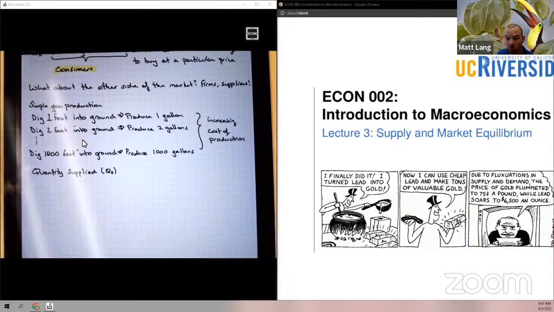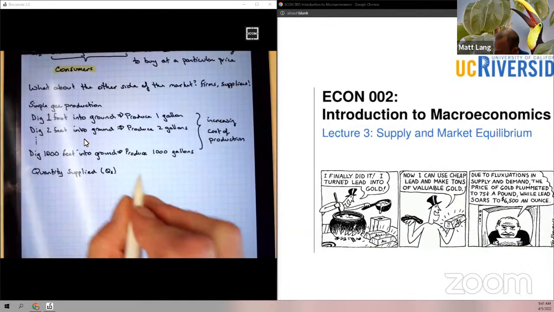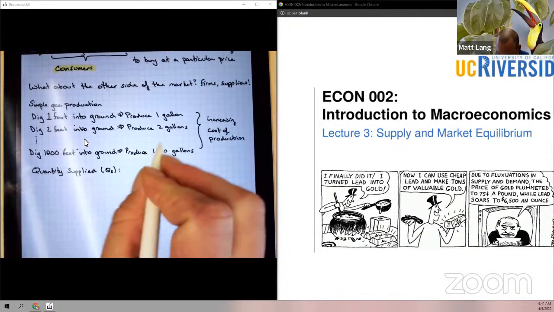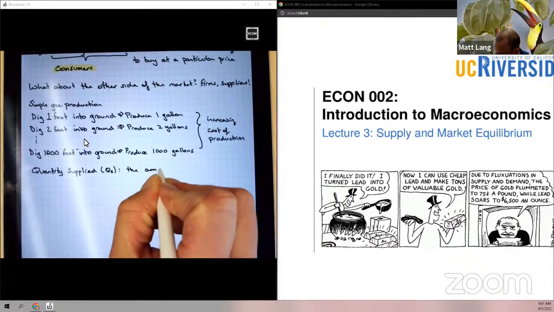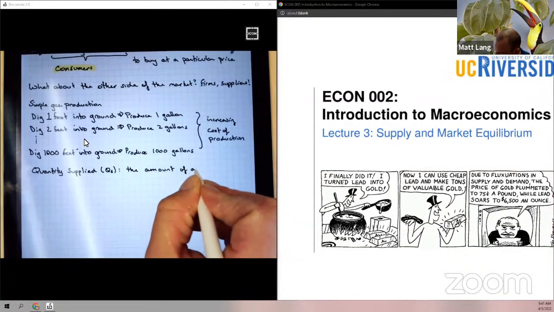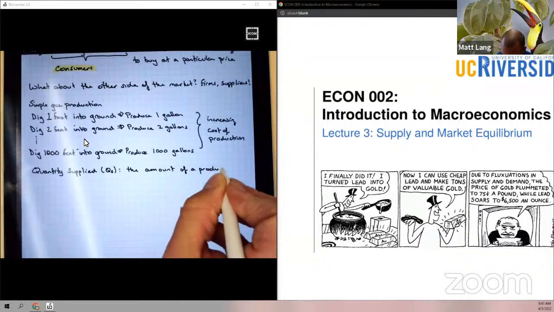Well, maybe it's a certain amount that we're willing to put in the effort to dig 1,000 feet into the ground and produce 1,000 gallons. And the amount of production that we're going to have is going to be what we call the quantity supplied. So this is going to be the amount, right, of a product.